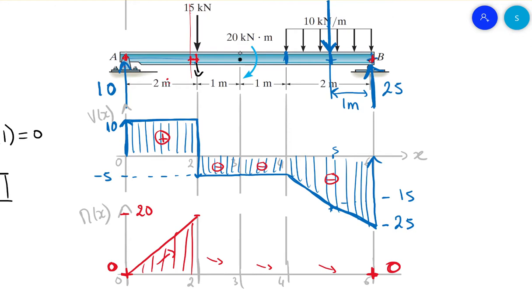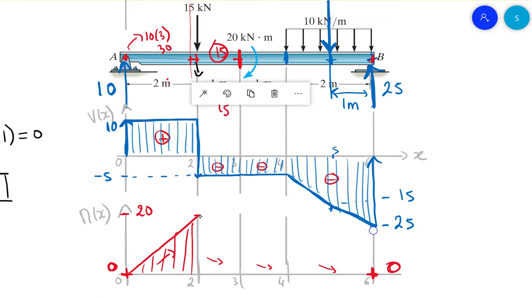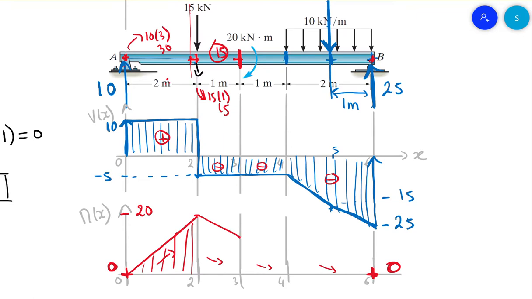Now at this point, if I cut there and look at the left side, I have 10 times 3 from this one, and 15 times 1 on this side. So this one is 30, this one is 15. So here, the moment that stays is 15. So it's decreasing until 15. So this point is 15.